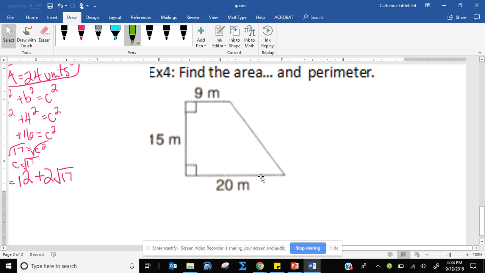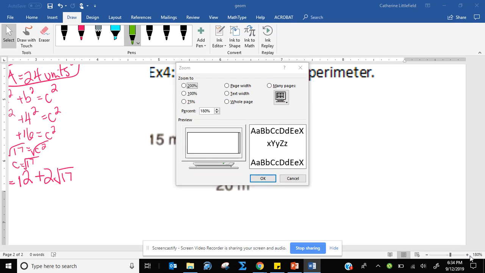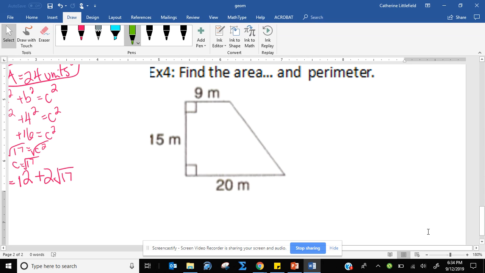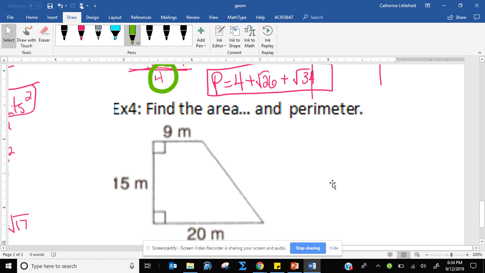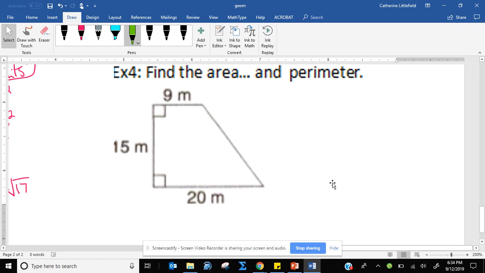Okay, moving on to the last one, and I'll zoom in so we have a little room. Oh, sorry about that. We'll zoom in so I have a little more room. Scroll down to example number 4, okay? All right, find the area and the perimeter. So if you get to a trapezoid and you're like, oh crap, like on a learning check, and you're like, I do not remember the formula, break it up into stuff that you know.